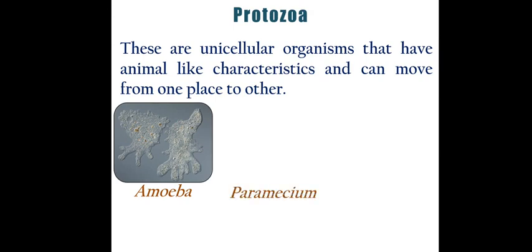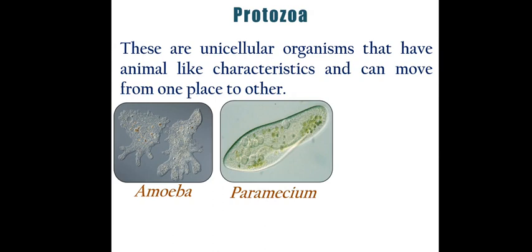Second is the paramecium. You have seen paramecium many times in the book. It is a slipper-like structure. Paramecium can move with the help of cilia, hair-like structures present on its body. In the book also the diagram is given. The hair-like structure is called cilia. By this it can move from one place to another.